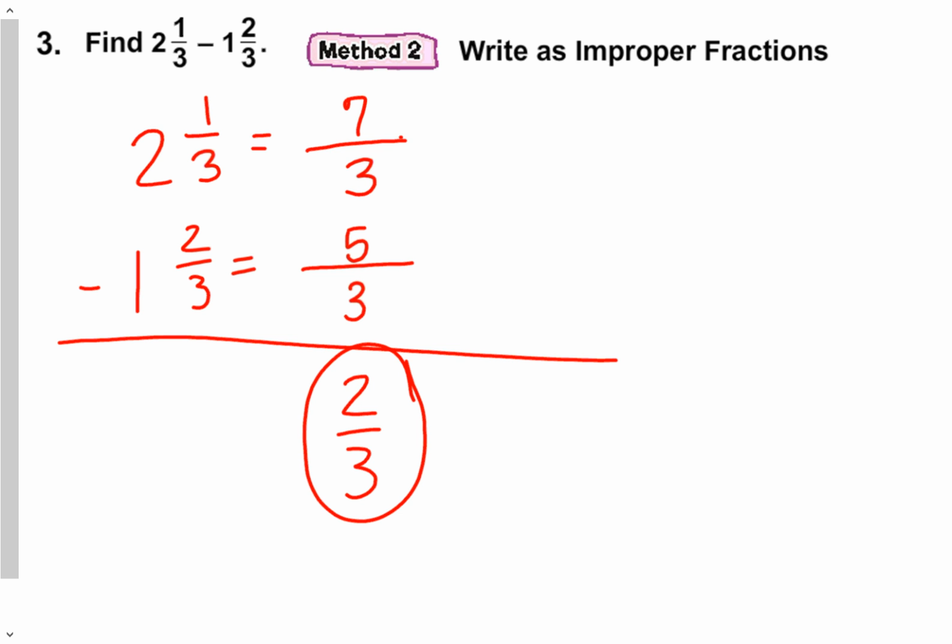You can choose whichever one you want. Most people like this version, but you just have to remember once you get an answer, you have to make sure it's back in simplified form.